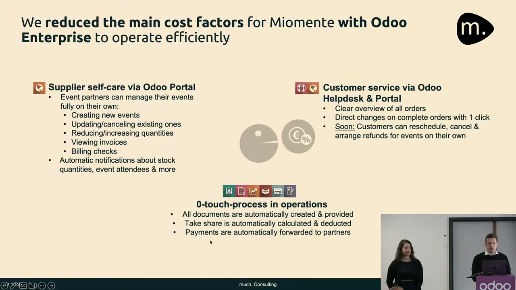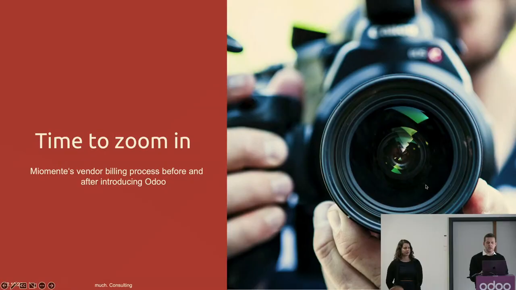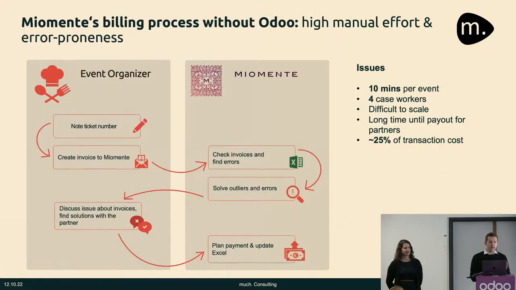And for the last point, we're going to have a quick look into how we do it in the vendor bill process, how the process was before, and how we now implemented it in Odoo Enterprise. Okay, so first let's start off with the original process. So you have the event organizer, like a cooking class company, and you have Miomente. Originally, the event organizers note down the ticket numbers from the participants that come to the class, right? Or they collect the tickets to have the numbers ready.